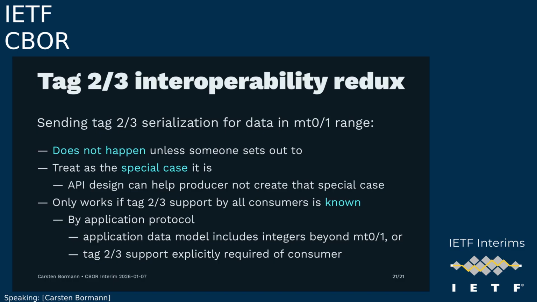And what Anders also pointed out is that there are considerations in the API design, and that's certainly something that an API designer should think about, not accidentally creating that special case. So sending a tag 2 or 3 only works reliably if tag 2 and 3 support by all consumers is known, or if it's totally okay for the consumer to fail, because we fail reliably here. If we get a tag that we cannot interpret, that's an error condition. So the application protocol needs to be examined. Does the data model include integers beyond major type 01, or is tag 2 and 3 support explicitly required by the application protocol, which, for instance, I would do for the 6-tish application. Yeah, maybe I'm repeating myself, but that's the job of a summary slide. Thank you.